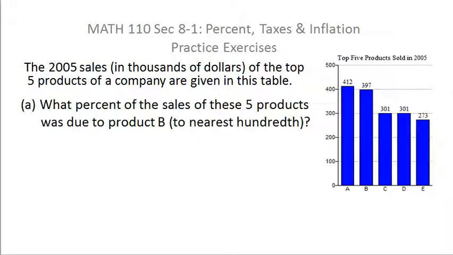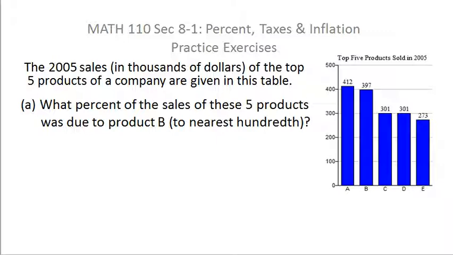The 2005 sales, given in thousands of dollars, of the top 5 products of a company are given in this table or graph on the right. The first question is this: what percent of the sales of these 5 products was due to product B, rounding our final answer to the nearest hundredth?